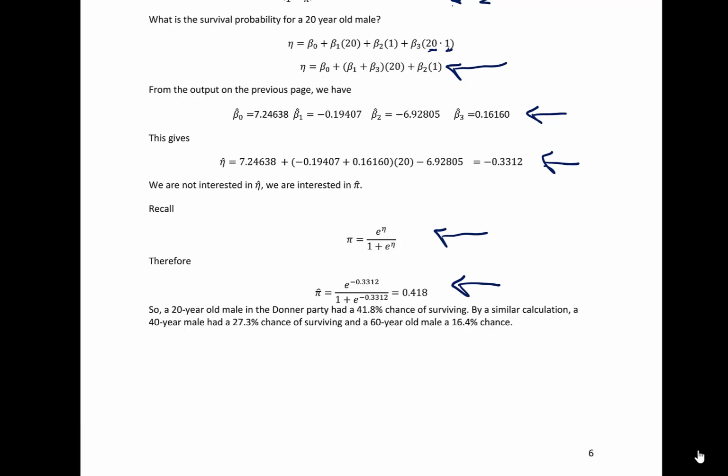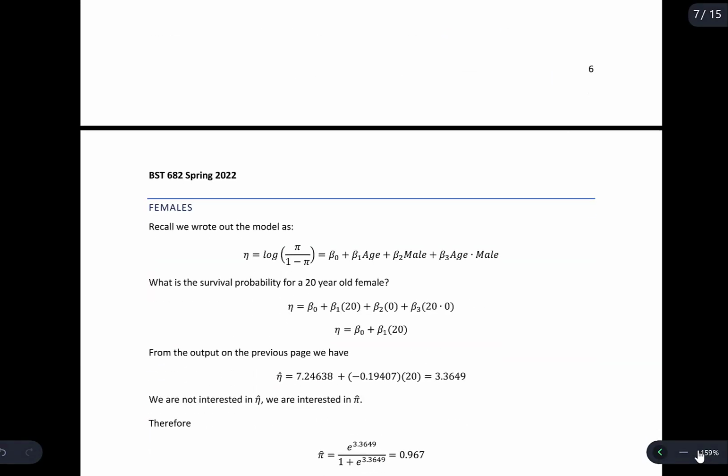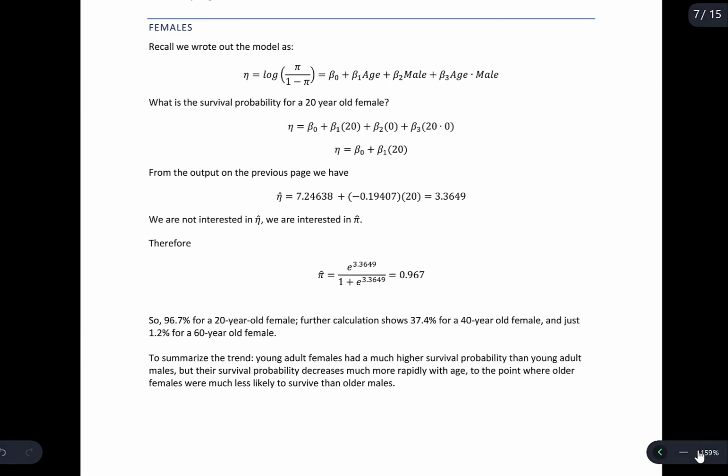By a similar calculation, a 40-year-old male had a 27.3% chance of surviving, and a 60-year-old male would have a 16.4% chance of surviving. So next, let's look at females. We can do the exact same thing, but remember now, females are coded as 0 because males were coded as 1. So everywhere we have a male, we're going to plug in a 0, and we're still interested in an age of 20.